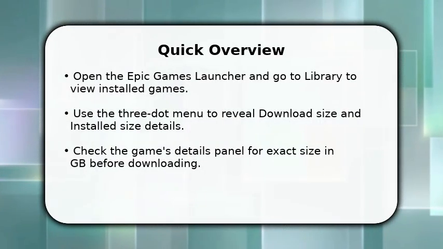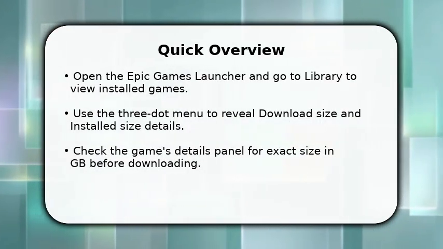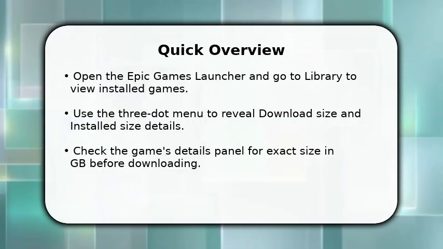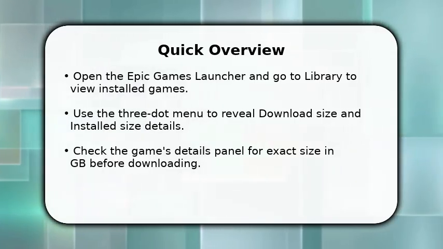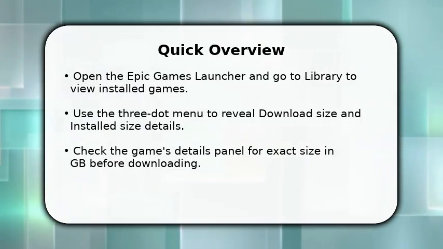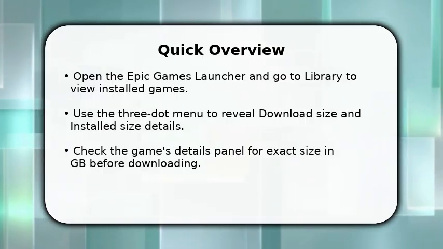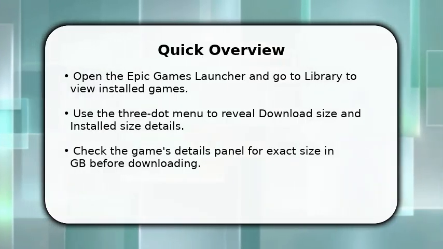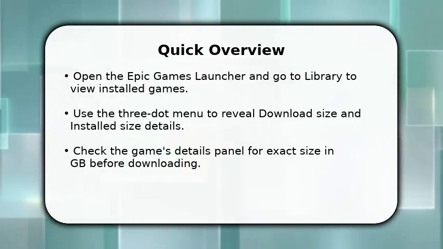Open the Epic Games launcher and sign in with your Epic account. Click Library on the left column to list installed and owned games. Select a game tile to open its details panel and options. Click the three-dot menu next to the game tile to show more actions and information.